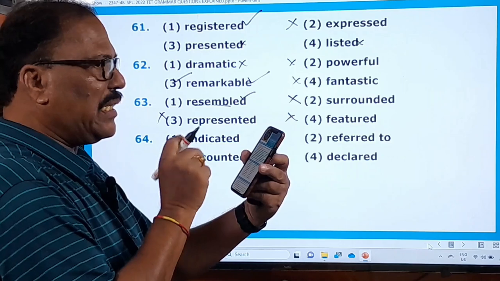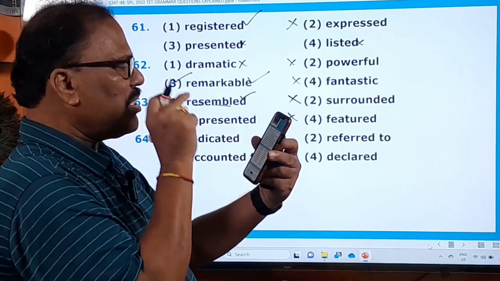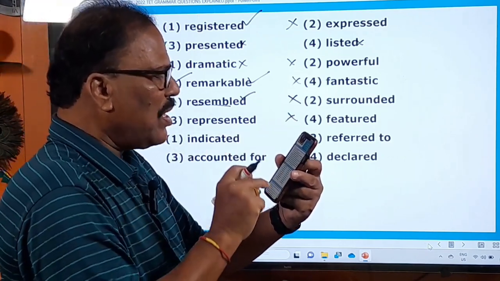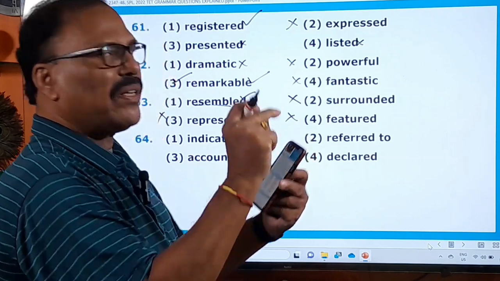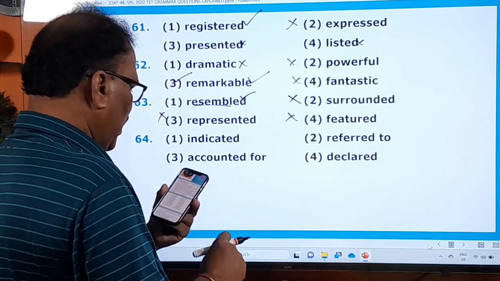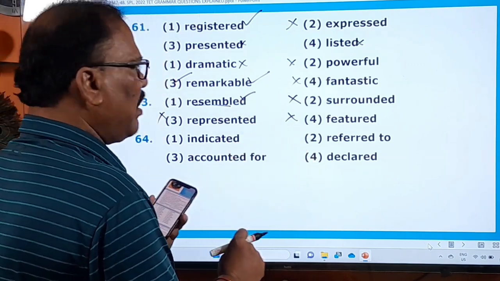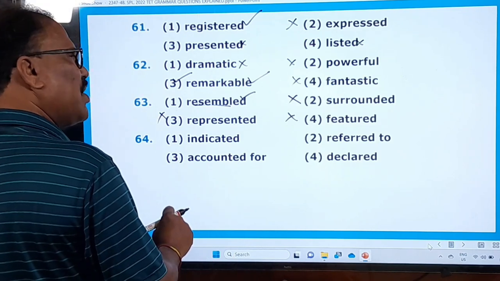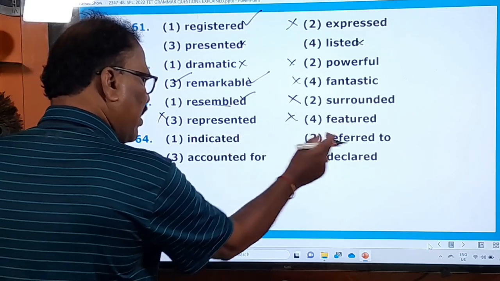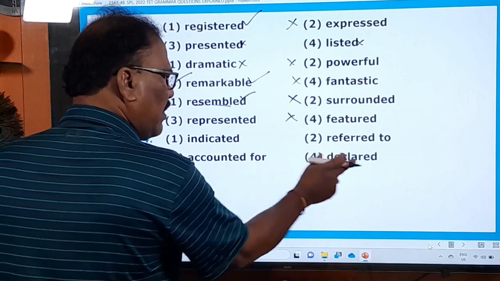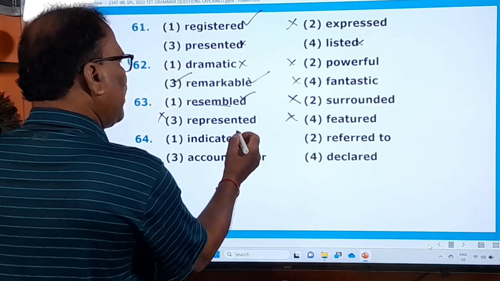What is the sentence given in the 64th one? This explosion is dash as the Tunguska event. Dash, Tunguska event: indicated, referred to, accounted for, declared. See, indicated means showed.